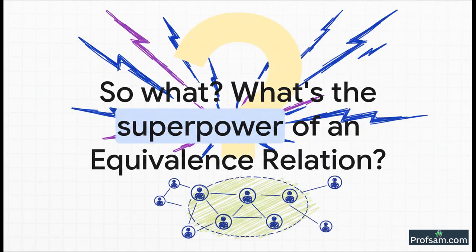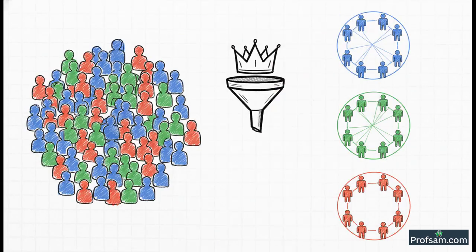But okay, so what? Why is this such a big deal? Why do we care if a relation is an equivalence relation? What's its special power? Well, this is where it gets really, really cool. Its superpower is that it acts like a sorting hat for your entire group. It automatically partitions everyone into neat, separate, non-overlapping squads. Everyone inside a squad is connected, but nobody from one squad is connected to anyone in another. It's a perfect sorting mechanism.